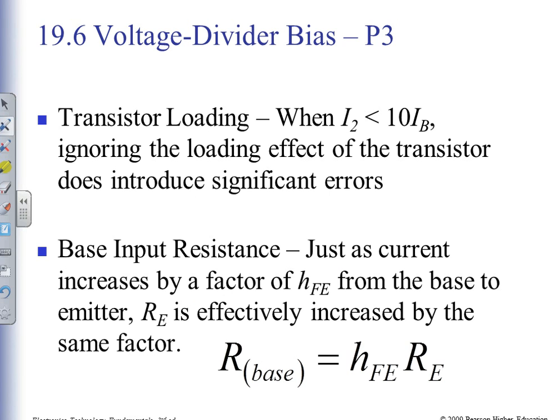We can ignore the effect if the current going through resistor 2 is more than 10 times the current through the base. That's fine. Base input resistance is going to be my beta, the DC gain, times whatever the resistor at the emitter is. And we'd like that to be high. That would be a good thing for it to be.